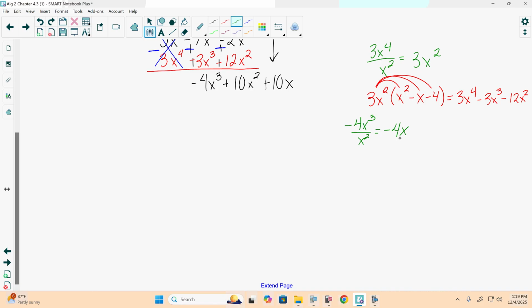Now we're going to repeat the process again. So we take negative 4x cubed and divide it by our x squared, giving us negative 4x. And I'll write it up there in a second. This time we're going to multiply through by negative 4x. Negative 4x times x squared is going to be negative 4x cubed. Negative 4x times negative x is plus 4x squared. And negative 4x times negative 4 is going to be plus 16x.